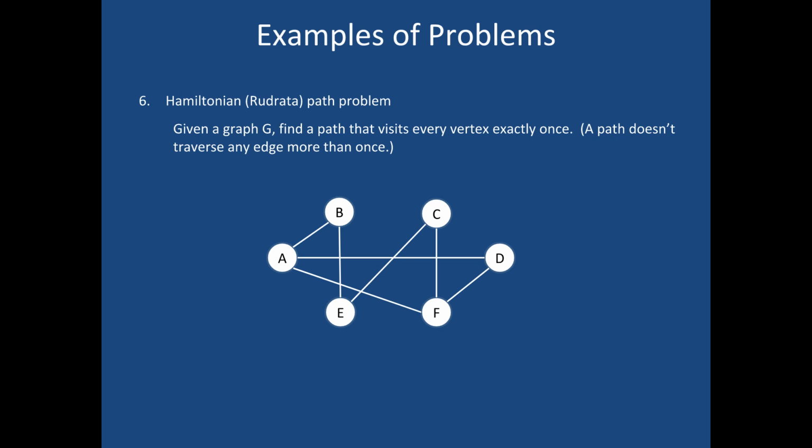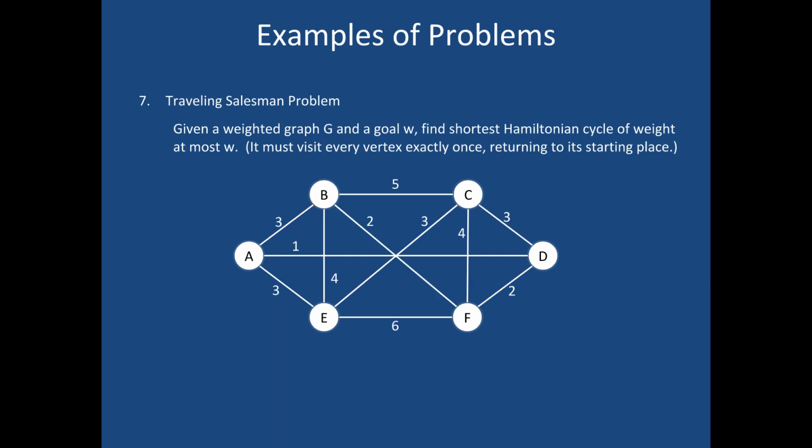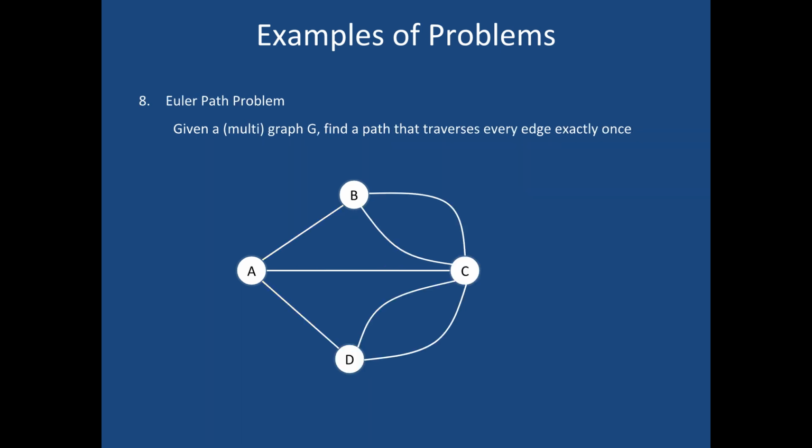Given a graph G, find a path that visits every vertex exactly once. We've already discussed that to death. So that's a search problem. Traveling salesman problem, where there's a budget or a goal W. Find the shortest Hamiltonian cycle of weight at most W. That's a search problem. We talked about that. This is a famous one, the Euler path problem, where what I want to find is a path that traverses every edge exactly once.